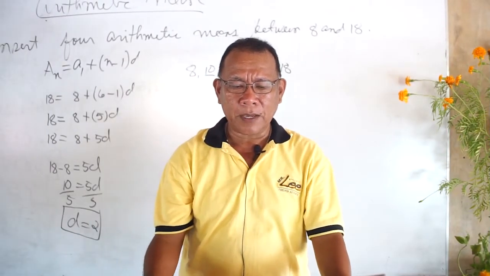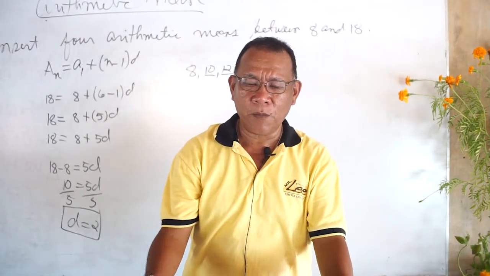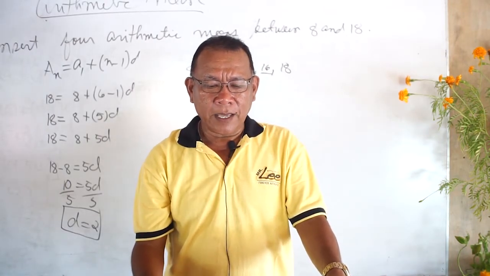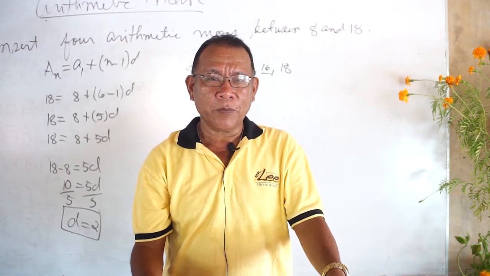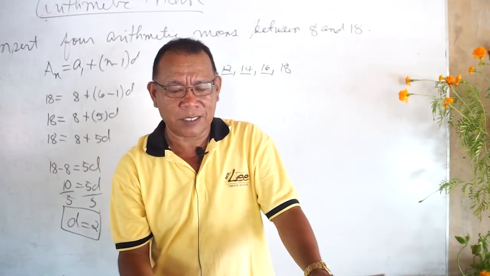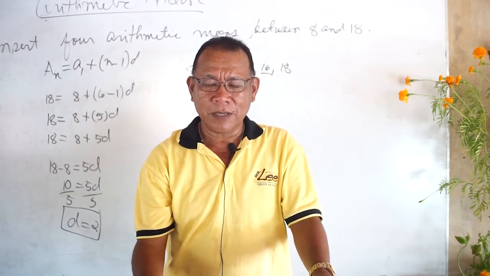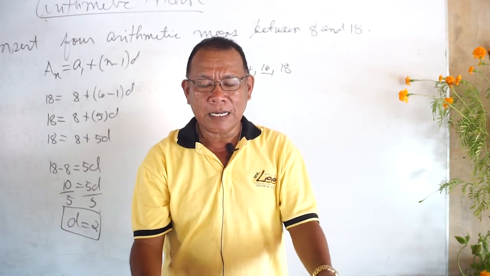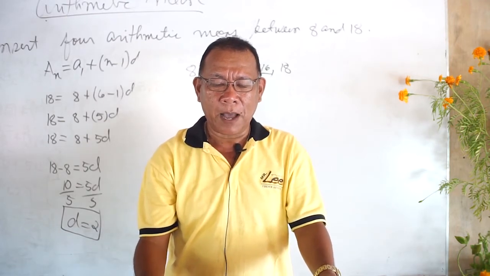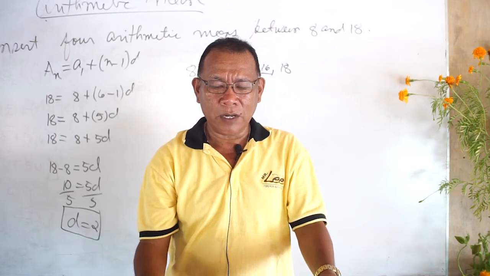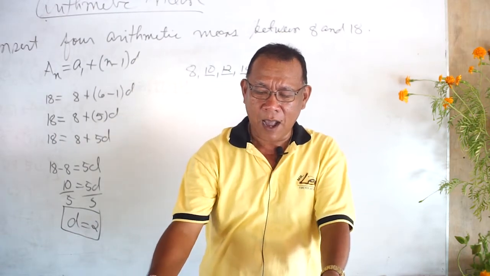Okay, our next topic, we have geometric sequence. Geometric sequence or progression is a sequence in which each term is obtained by multiplying the preceding term by a constant number called the common ratio or R.